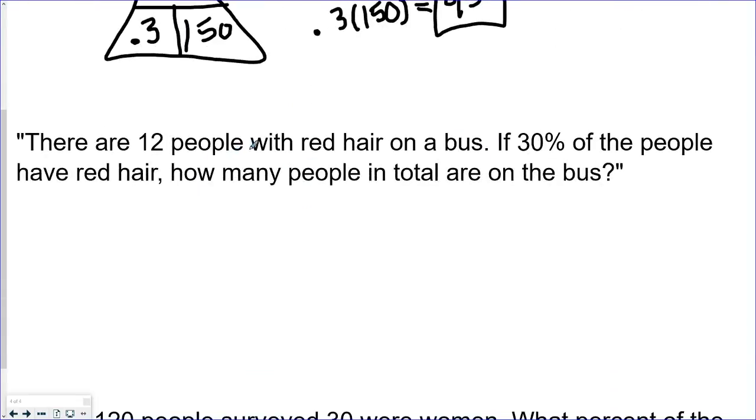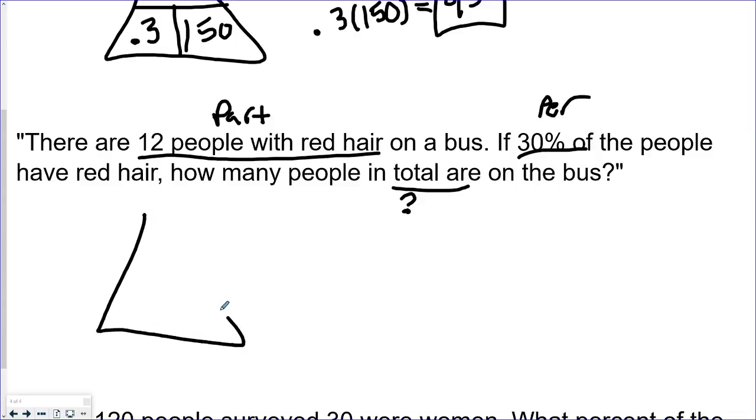So what about this one? There are 12 people with red hair on a bus. 30% of the people have red hair. How many people in total are there? So 12 people with red hair. That's going to be my part because that's not everybody. It's just those with red hair. It's the piece that I'm looking at or that I'm taking out or that's special. This is the piece that is standing out. People with red hair. 30%, once again, that's my percentage. I'll put per there for percentage. How many people in total? So I don't know my whole. I don't know the total amount.